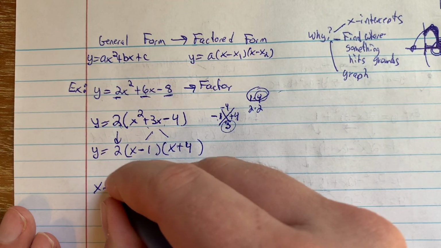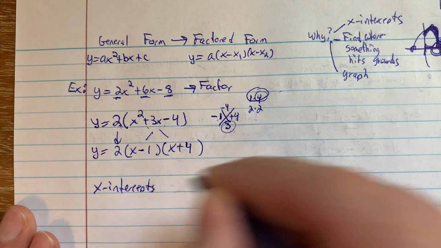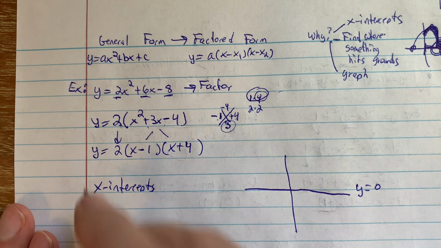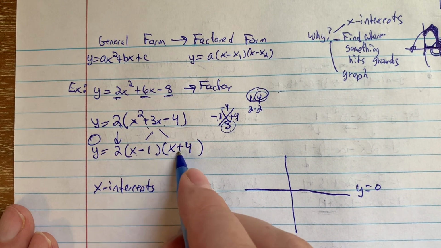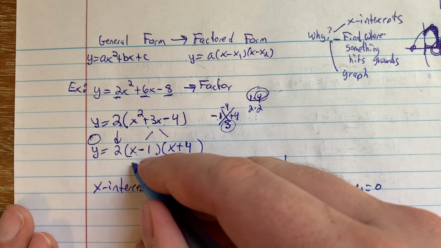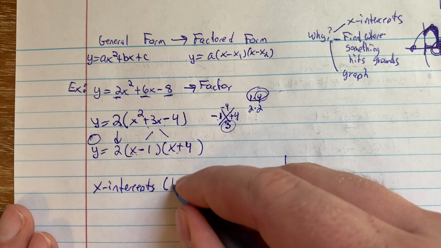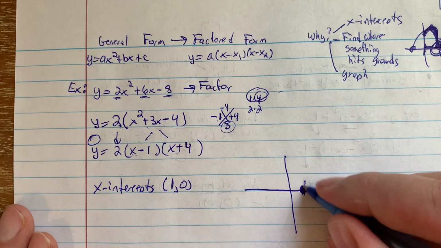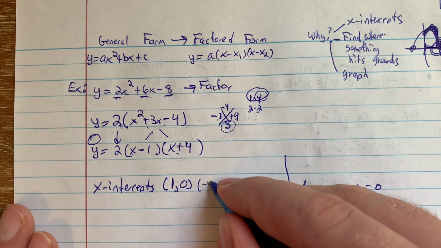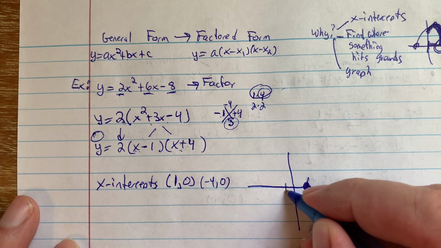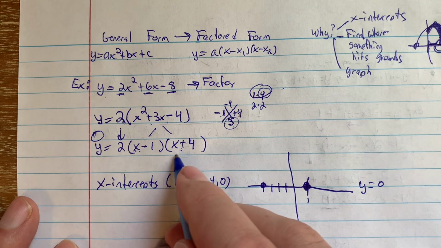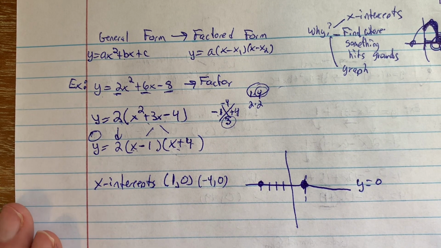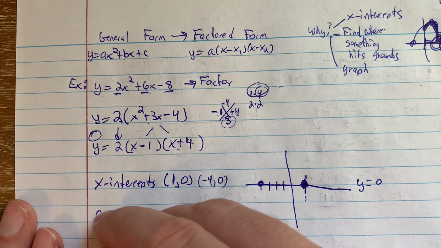So what does it tell us? Well, it tells us the x-intercepts. The x-intercepts are where on the graph the y value is equal to 0. And the y value will equal 0 when either one of these factors is equal to 0. So one of the x-intercepts will be when x is 1. When x is 1, y will be 0. And we could just put that on the graph. And when x is negative 4, y is 0, because when I put in negative 4, negative 4 plus 4 will be 0.